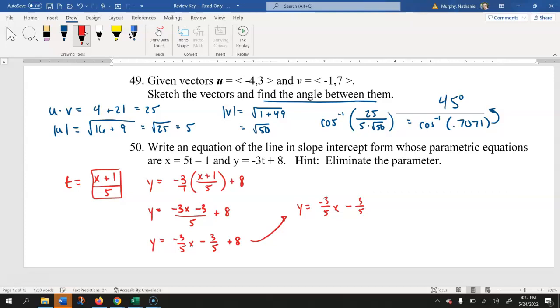So I'm going to change that 8 to be the same as 40 over 5. So now we can get our answer. It'll be y equals negative 3/5 x, and negative 3 plus 40 is positive 37, so plus 37/5. And that is your equation in slope-intercept form.